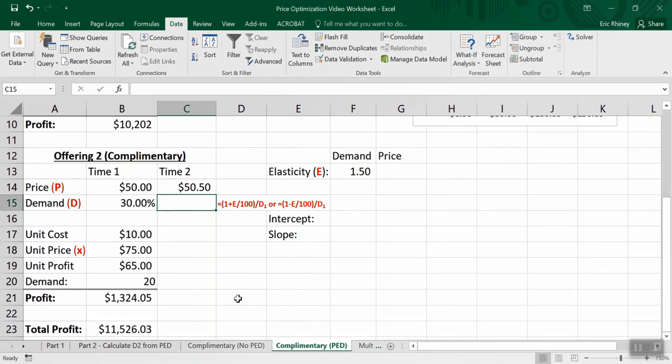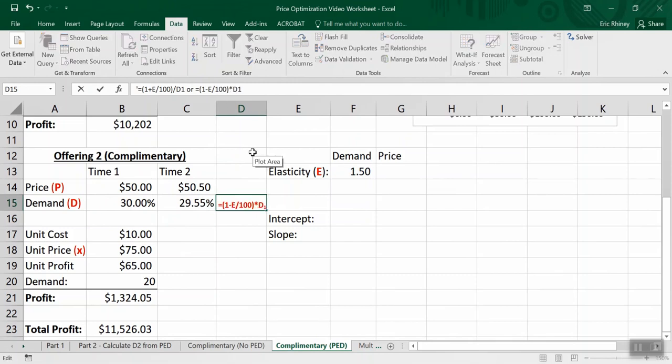So what we're going to do is say equals, open paren, 1 minus our elasticity of demand score divided by 100, close the paren, and then multiply that by our time 2. Oh, I'm sorry, that should not be divided by time 2. That should be multiplied times 2 instead. Let's go and change these. This should be multiplied. This should be multiplied.